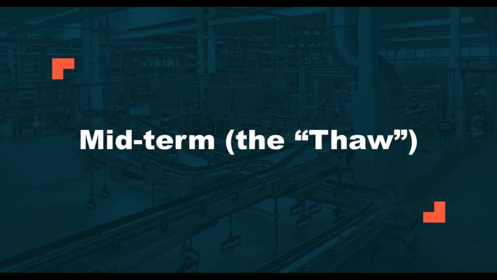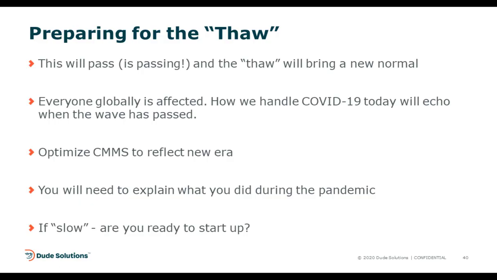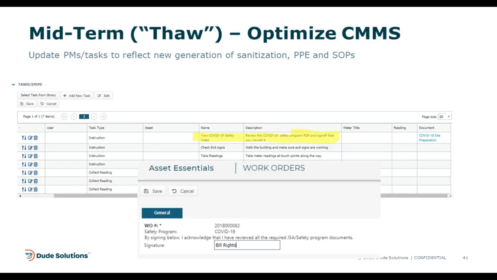Midterm. This is where we're getting into the thaw. This is where we are now. So this is going to pass. This pandemic is passing. This thaw is going to bring a new normal, and everybody is affected. What we do during this COVID-19 pandemic era, it's going to echo. It's a great time to optimize your CMMS to reflect this new era. And you're going to need to explain what you did during the pandemic. If you're slow, make sure you're ready to start up. So just a couple of slides in this midterm thaw phase that we're in right now.